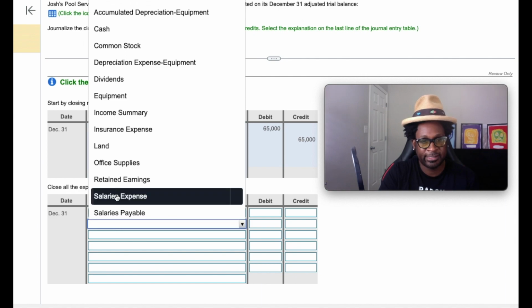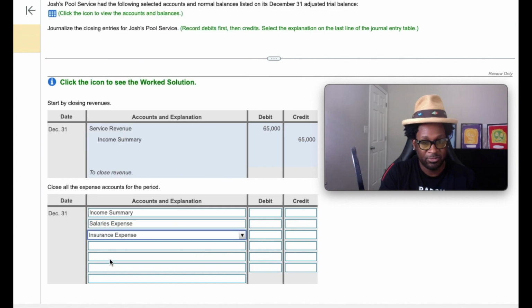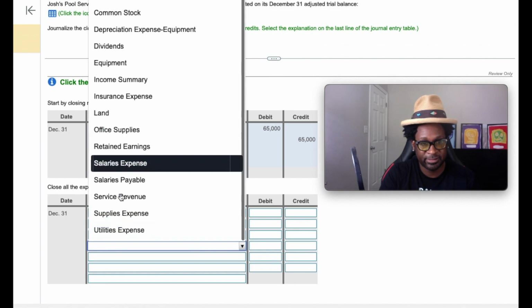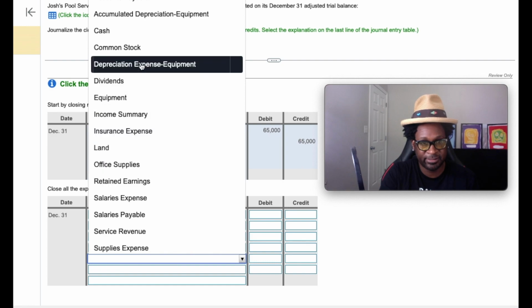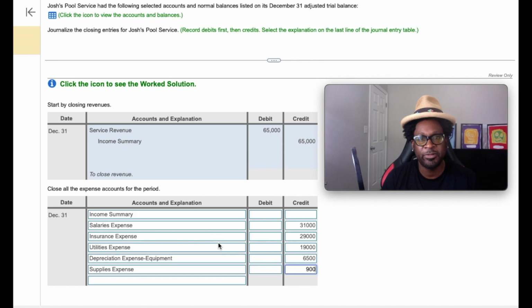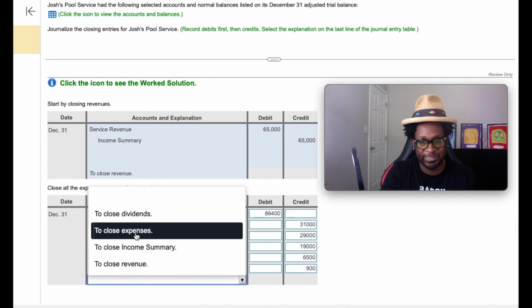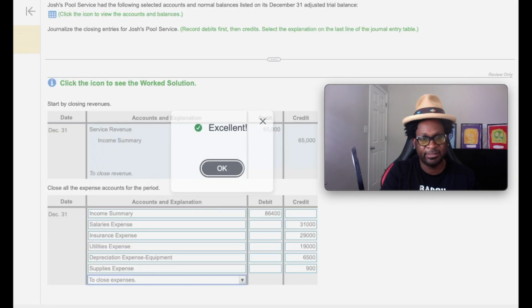So we had salaries expense, we had insurance expense, we had utilities expense, we had depreciation expense, and we had supplies expense. So now that we've credited all our expenses, we're going to sum up each individual expense so that we can properly debit the income summary for the total amount. So that would give us an amount of $86,400. And of course, this is the closeout expenses. And we're going to check our answer.